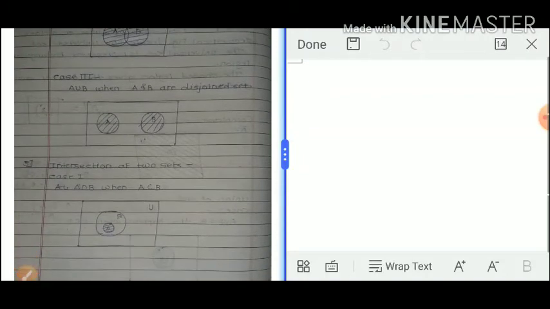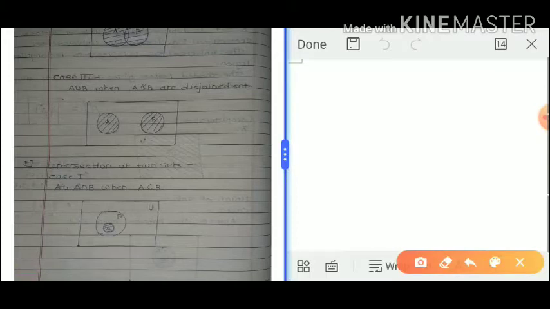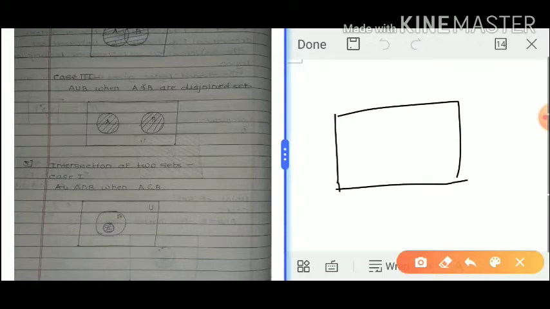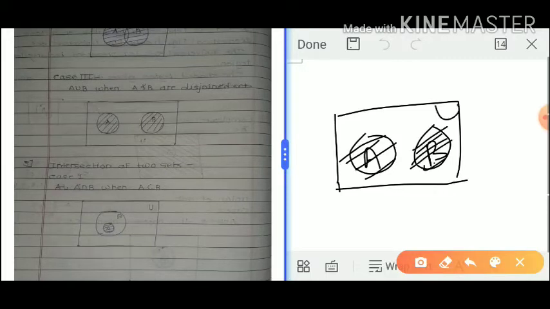Case three: A union B when A and B are disjoint sets. Disjoint sets means totally separate sets, so there are no common elements. Suppose this is set A and this is set B, totally different, discrete element sets. A union B means all the elements of A, all the elements of B, or both. This is the universal set, and the shaded region is the answer for A union B when A and B are disjoint sets.